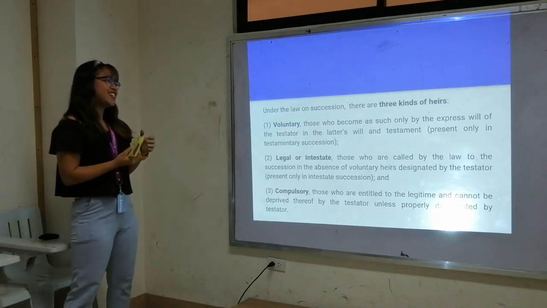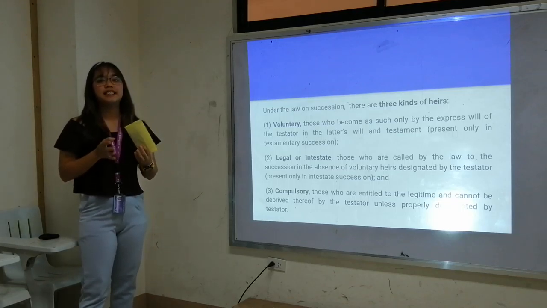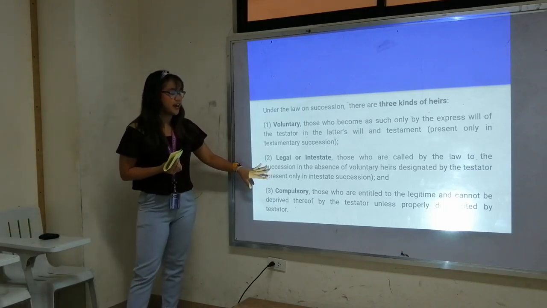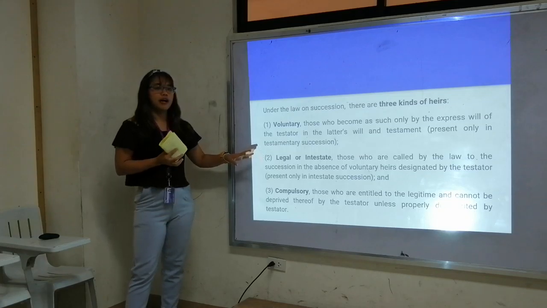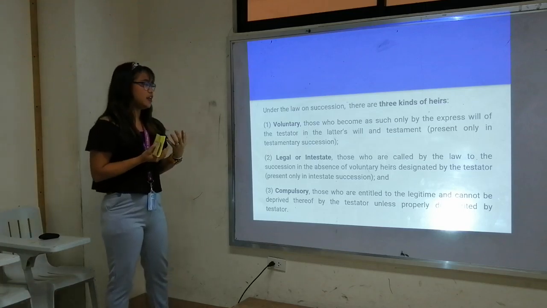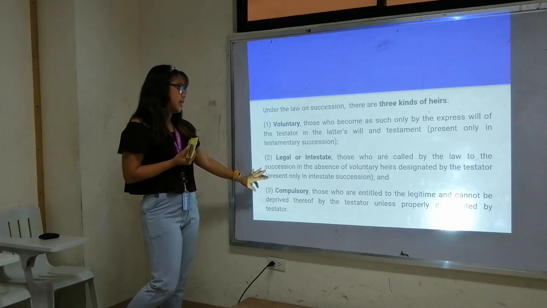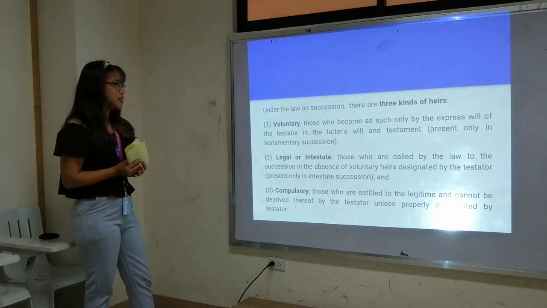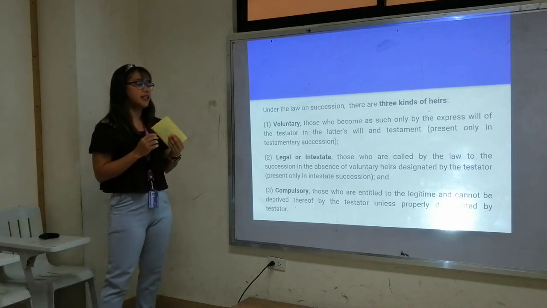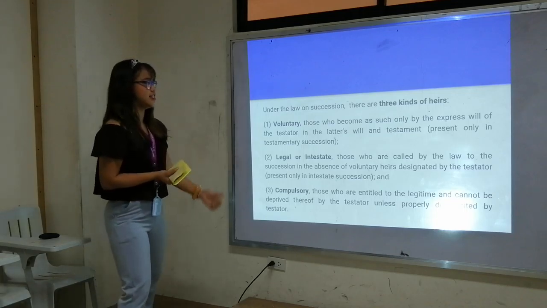And legal or intestate heirs are those who are called by law in succession in the absence of a voluntary heir designated by the testator. So in this paragraph, dito papasok yung mga heirs na mga pamangkin or mga pinsan or any person related to the testator. And the compulsory heirs are those who are entitled to the legitime and cannot be deprived thereof by the testator unless properly disinherited by the testator.